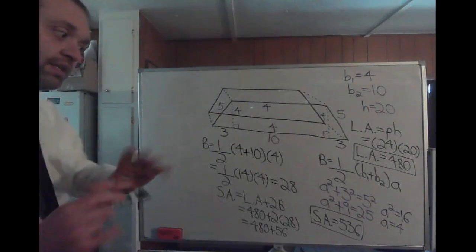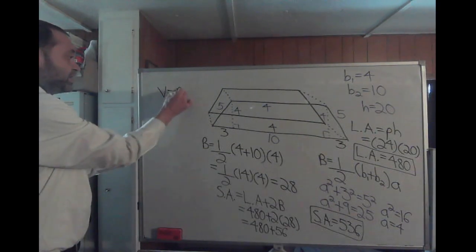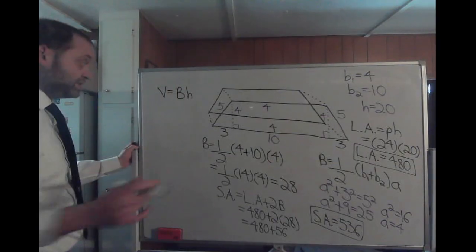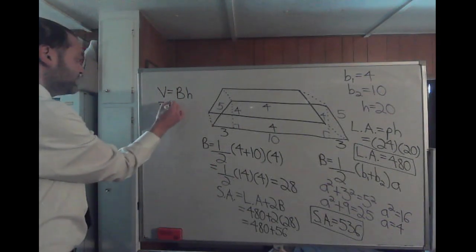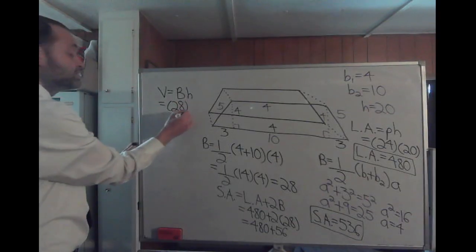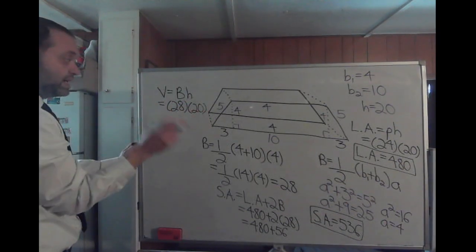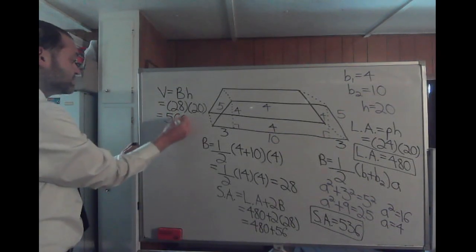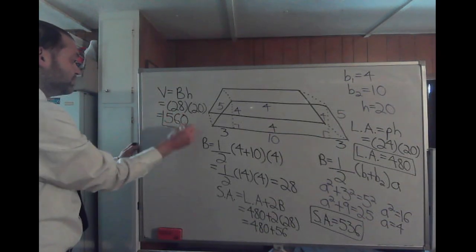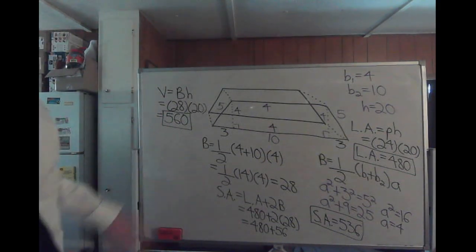Now, last but not least, let's find the volume. The volume, of course, is the area of the base times the height of the prism. Well, what was the area of the base? That is 28 square units times a height of 20 units. 28 times 20, that's 560 cubic units. So the volume of this prism is going to be 560 cubic units.